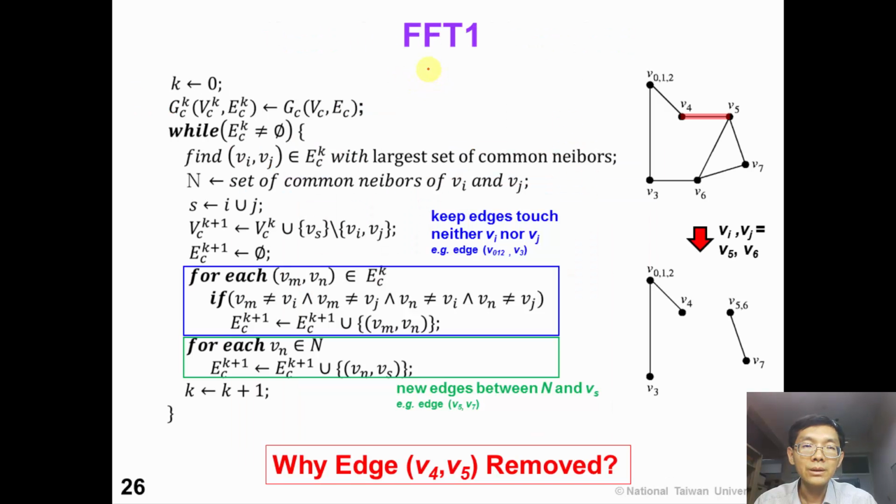Finally, we have some FFT for you to think about. When we introduced the Tseng-Siewiorek algorithm, we said that we should keep those edges that do not touch Vi nor Vj, and we should add new edges between common neighbors and the super vertex. So how about the edge that touches only one of the super vertex but not both? For example, the edge V4, V5 is removed in the next iteration. So what is the reason?